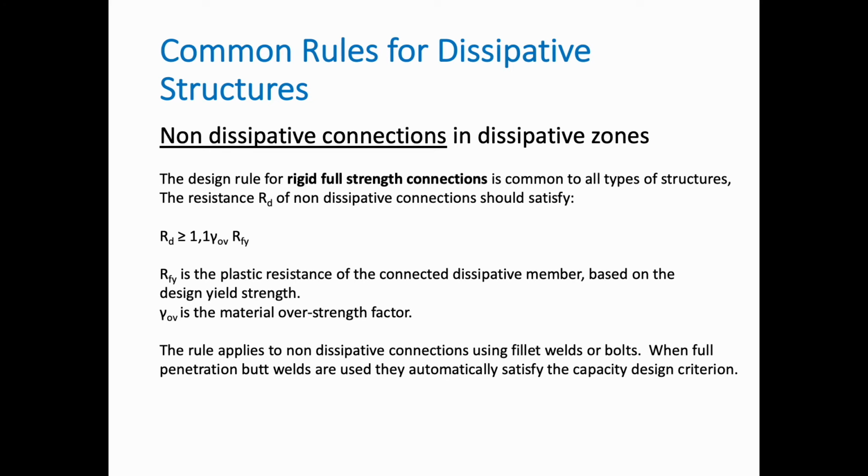When we have non-dissipative connections, the design rule for rigid full strength connections is common to all types of structures, and the resistance RD of the non-dissipative connection should satisfy the following formula. As we saw before, RD is greater or equal to 1.1 times the overstrength factor times the plastic resistance of the connected dissipative members. The rule applies to non-dissipative connections using fillet welds or bolts, and when full penetration butt welds are used, they automatically satisfy the capacity design criterion.